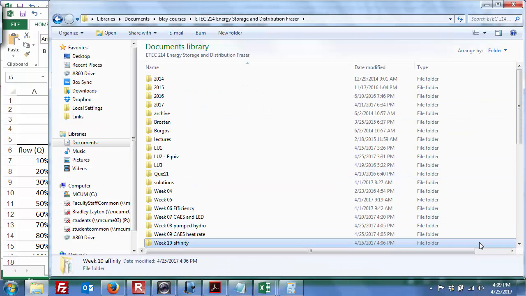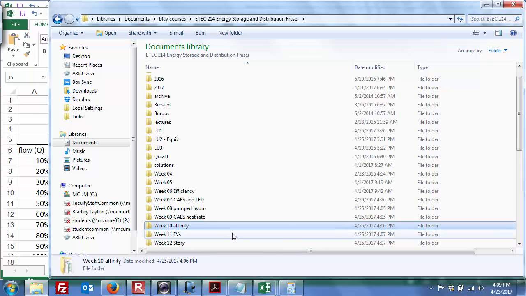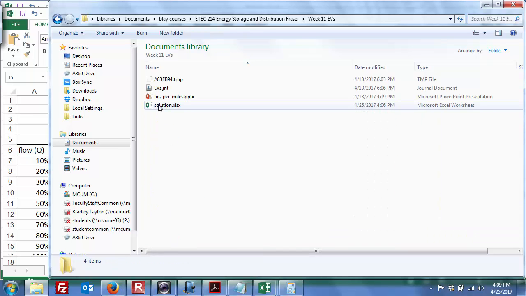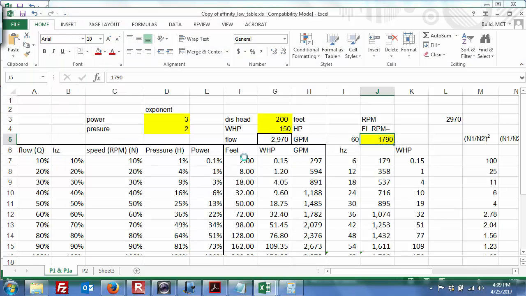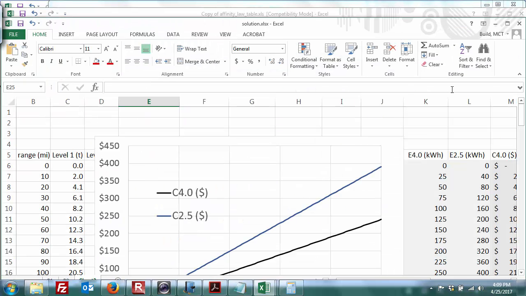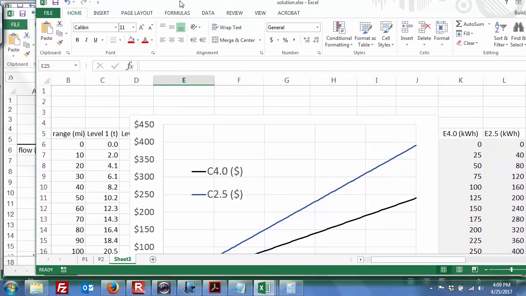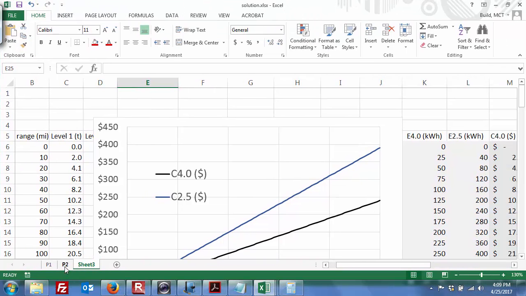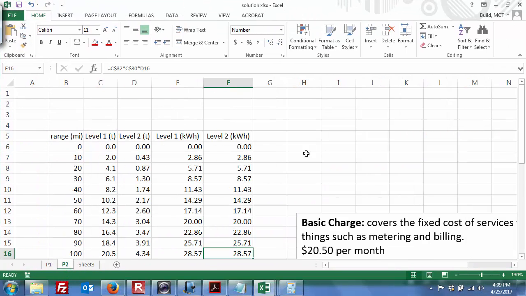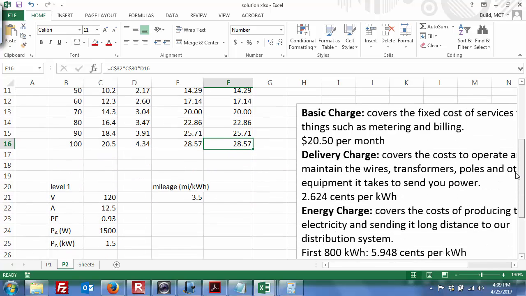Good thing you're around, Gary. We would have been here for hours. It's in EVs? Yeah, go to the second part of that. There's a P2. There's a P2 there. No, that's P1.